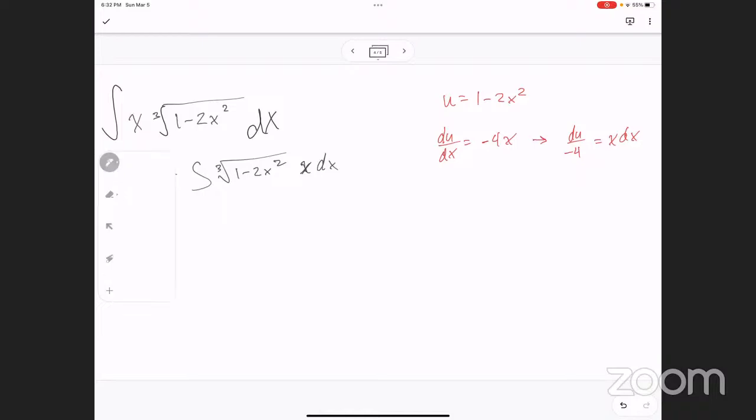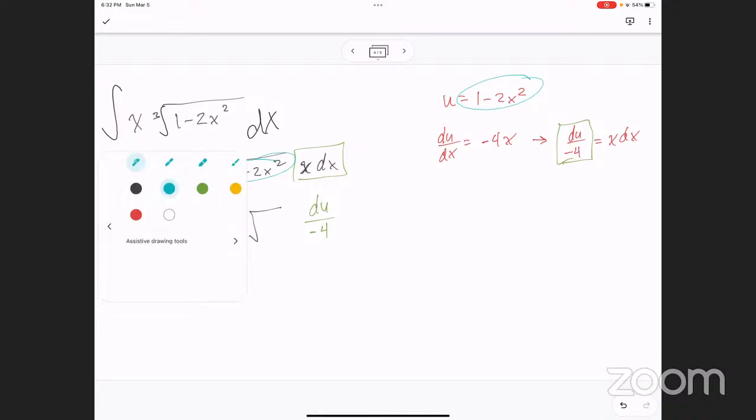And what was my x dx again? x dx is du over negative 4. So I'm substituting du over negative 4. And then I'm going to plug in that for u. So this is the integral of the cube root of u.